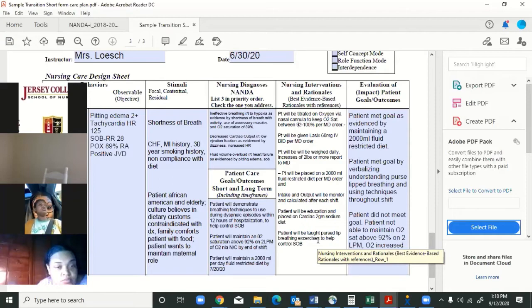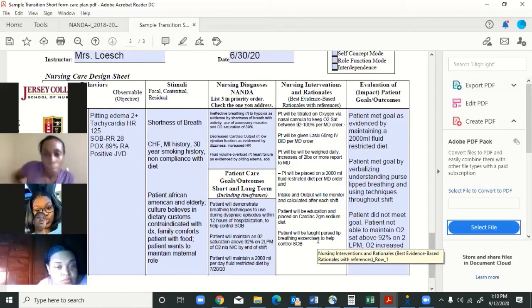So if we can teach the patient how to do a little bit of controlled breathing, we can start to get a little bit of control on the shortness of breath. At the same time, we're going to introduce the patient to a couple of liters of oxygen on a nasal cannula. And if we're able to, we want to bring that O2 sat above 92%.